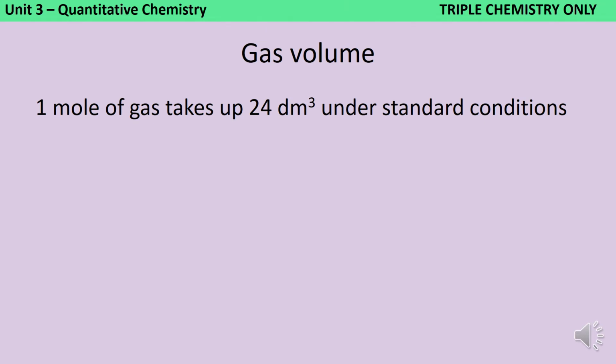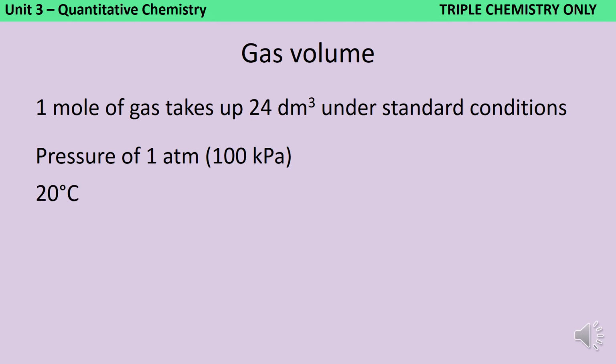There's really only one fact that you need to learn for this part of the specification, and the rest of it is just practice calculations and rearranging formulae. So the fact is this: 1 mole of gas takes up 24 decimetres cubed under standard conditions. What that means is, it doesn't matter what the gas is. 1 mole of hydrogen, 1 mole of nitrogen, 1 mole of gold that we've heated up so hot that it's turned into a gas, 1 mole is going to take up the same amount of volume. When we say standard conditions, we basically mean, what's it like in this room right now? So standard conditions for GCSE chemistry is defined as 1 atmospheric pressure and 20 degrees C.